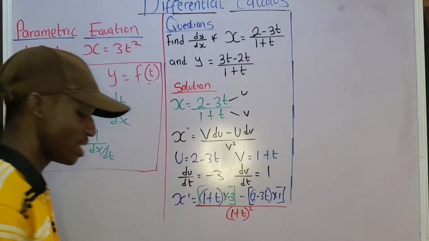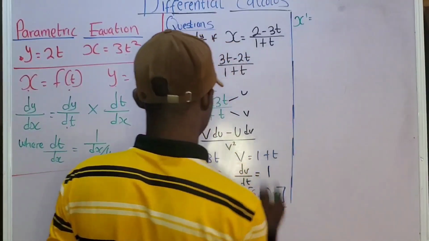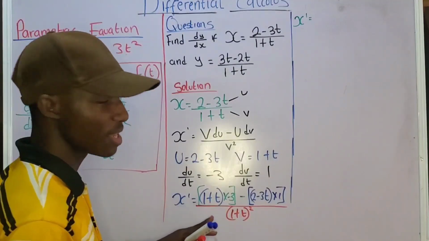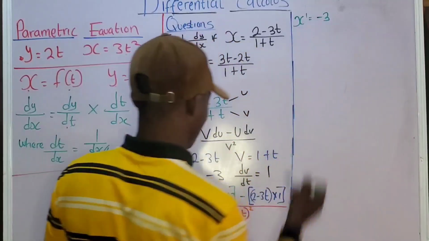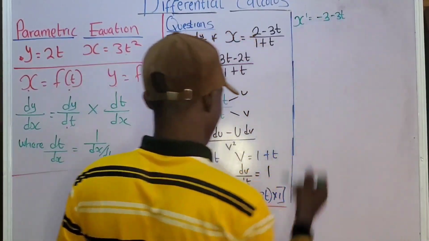So let us simplify the derivative of x. The derivative of x now will be equal to, please pay attention, negative 3 times 1, that is negative 3. Negative 3 times t, that is negative 3t, okay?